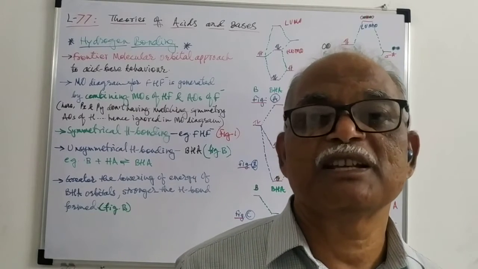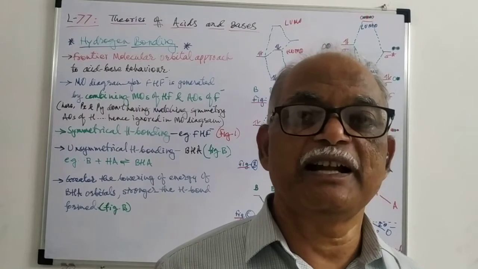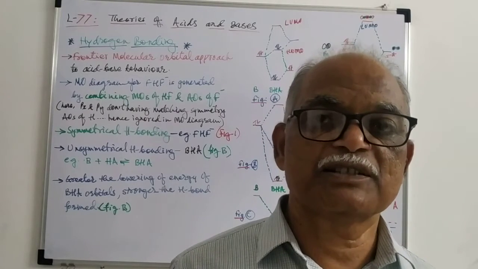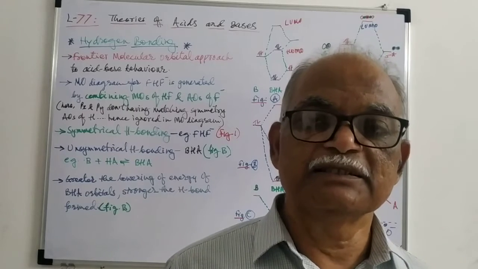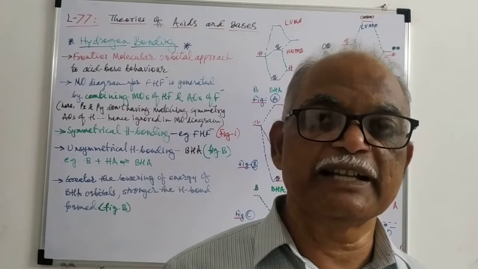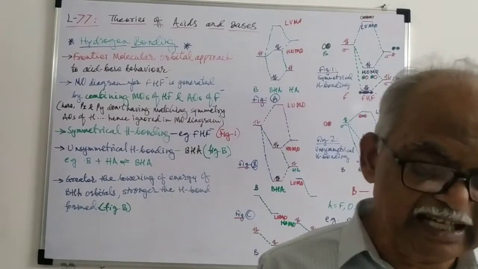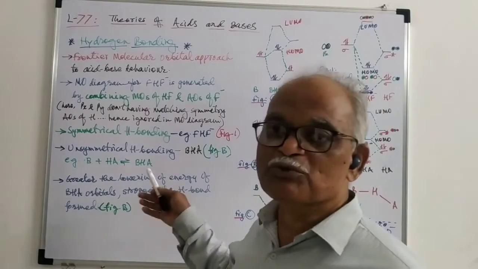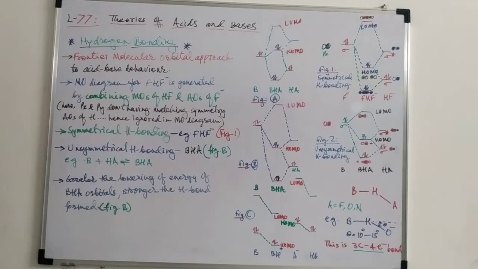Depending upon this, we can establish whether the acids and bases react with each other, and whether the resulting species contains a hydrogen bond, and whether it is stronger or weaker. This can be explained using suitable examples. So acid-base behavior is considered on the basis of this frontier molecular orbital approach.